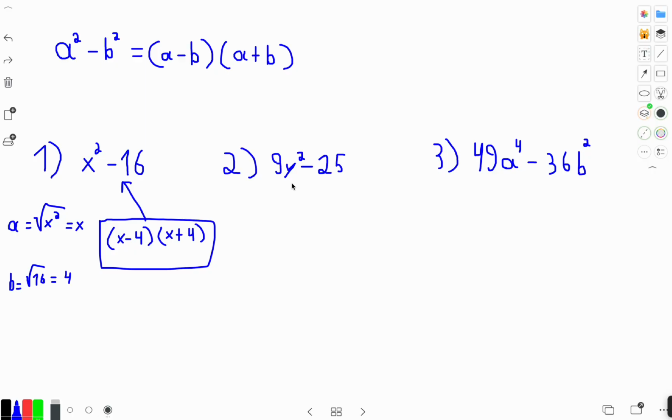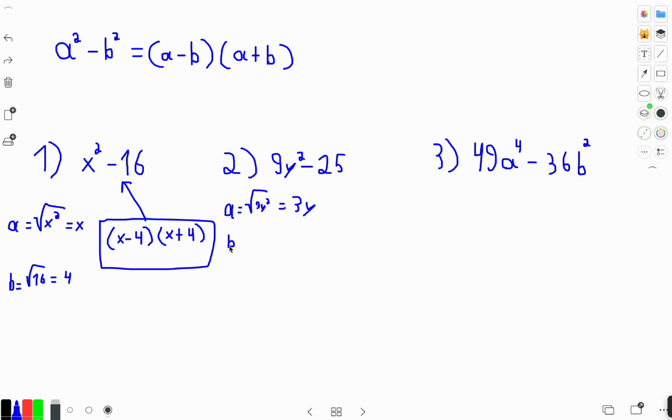Okay, and now let's start off with example number 2. It's a little more challenging, but I think you guys can do it. It is 9y squared minus 25. So let's use the same method. Let's find our a. Our a is going to be the square root of 9y squared. So the square root of 9 is just 3, and the square root of y squared is just y. So our a is going to equal 3y.